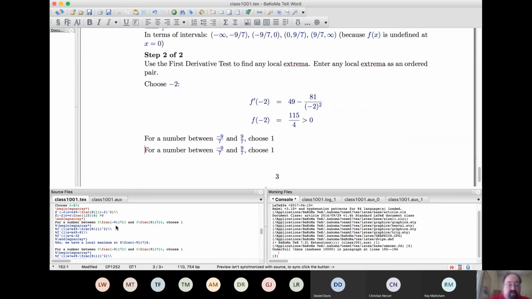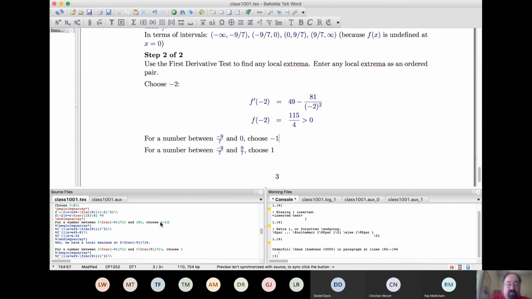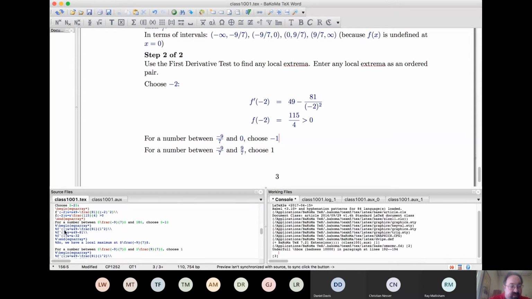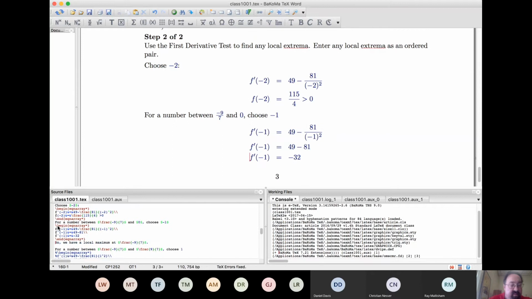All right. So I'm going to choose something between minus 9/7 and 0. So I'll choose -1. And when I substitute that into the derivative, I get 49 minus 81 because the minus gets squared also. So we're subtracting something positive, so we get a negative value.